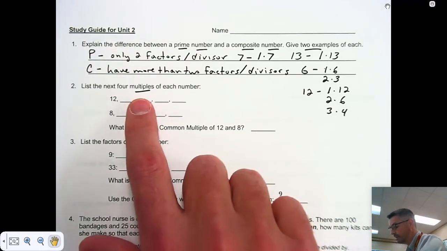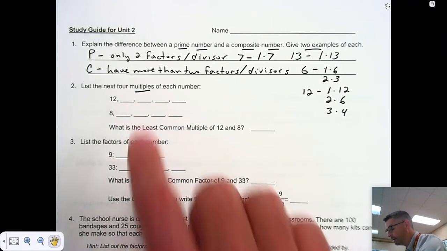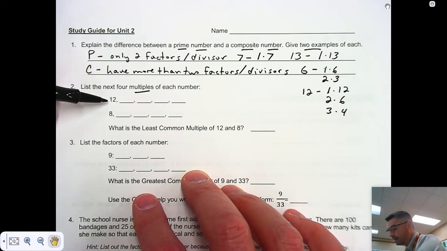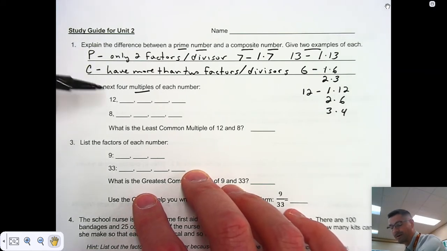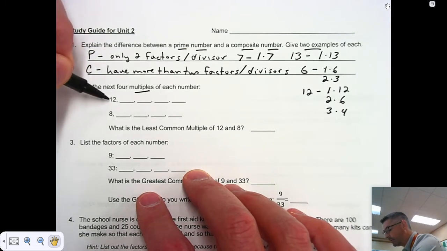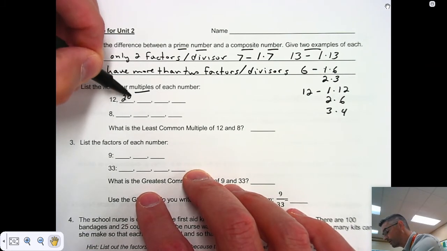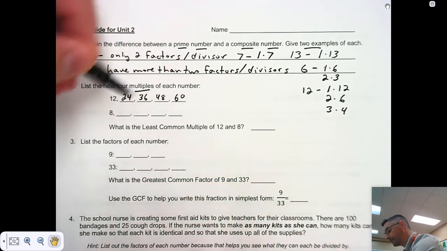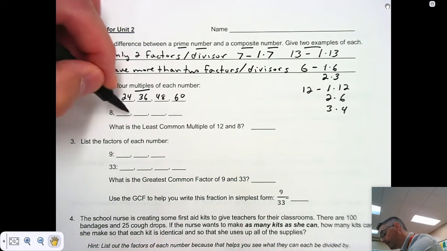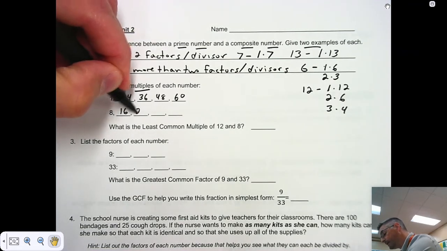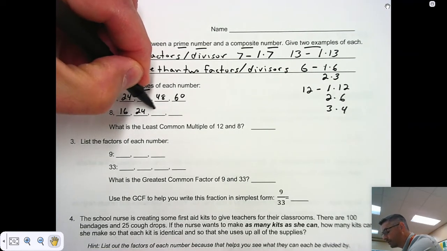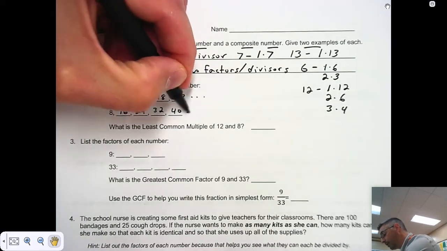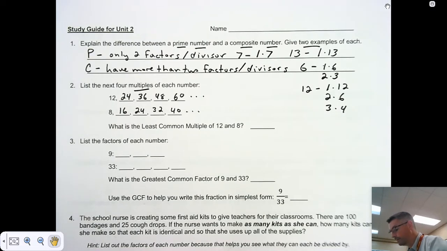The next question is multiples. What are multiples? Just like the word suggests, we're going to be multiplying, and the multiples of 12, we just multiply the 12 by a whole number, and generally we just go in order. 12 times 1 is 12, 12 times 2 is 24, 12 times 3 is 36, 48, and 60. 8 times 1 is 8, 8 times 2 is 16, 8 times 3 is 24, 8 times 4 is 32, and 8 times 5 is 40. And multiples will go on forever, right? They'll go on forever.